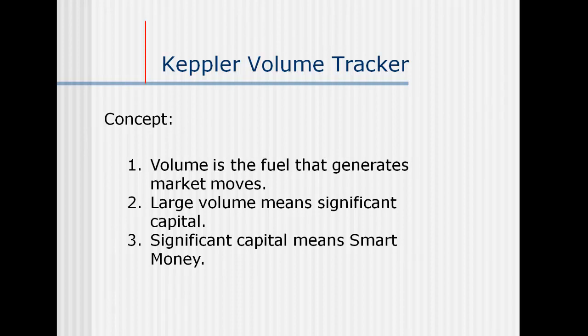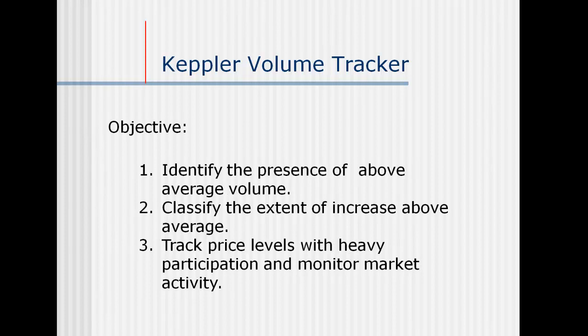So that's the concept. The concept is we want to really be able to identify the elephant in the room, the elephant being smart money, large participants, and therefore we needed a tool that would help us to do that. And I developed the Kepler volume tracker, which is really an algorithm that takes a look at volume and helps to identify for me different levels of intensity when it comes to volume. And we'll talk a little bit more about what the Kepler tracker does. First of all, the objective of the tracker is to identify the presence of above average volume.